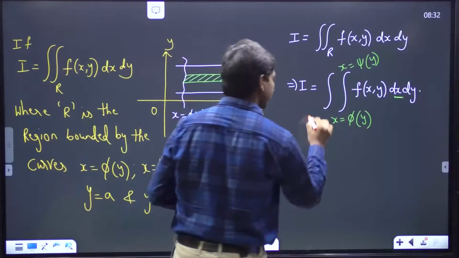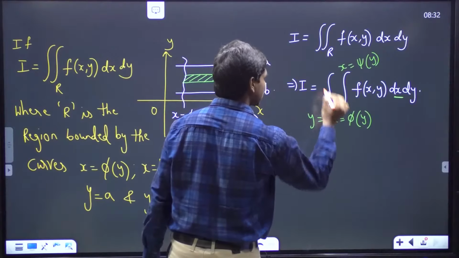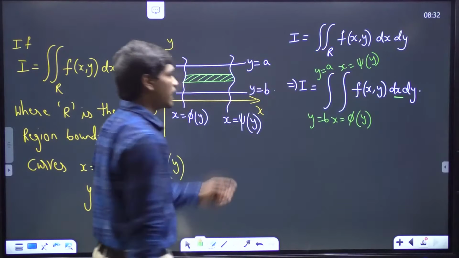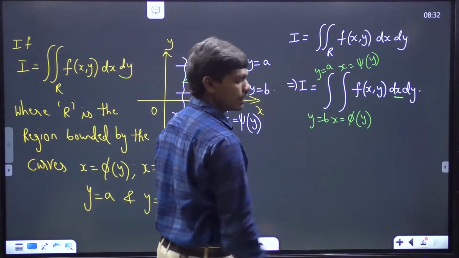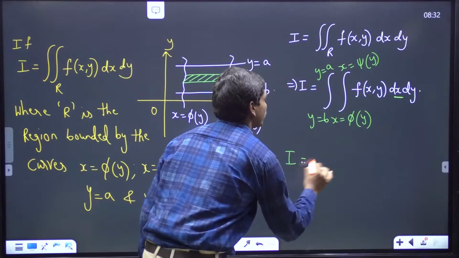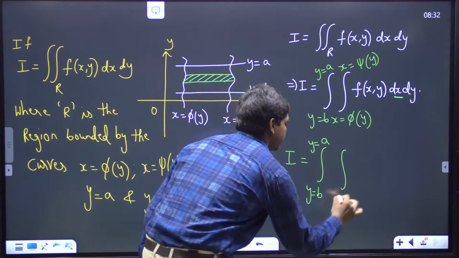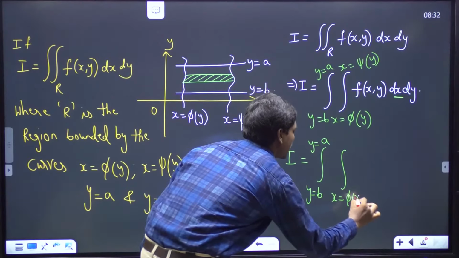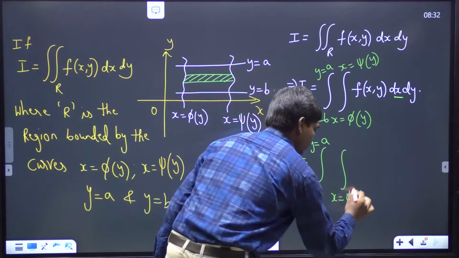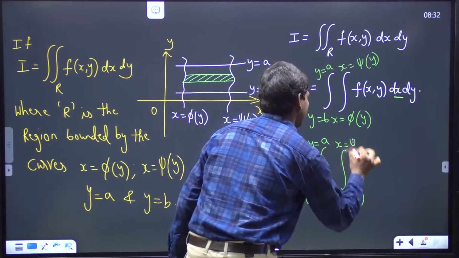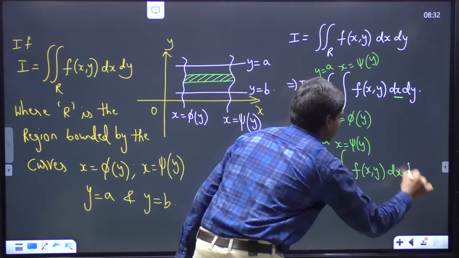Now what are the limits of y again? Y is changing from y is equal to b to y is equal to a, because I have done a first, a on the top and b on the bottom. So basically this is how you will evaluate this integral. I is equal to integral b to a for y, integral x is equal to phi of y to x is equal to psi of y, f of x comma y dx dy.